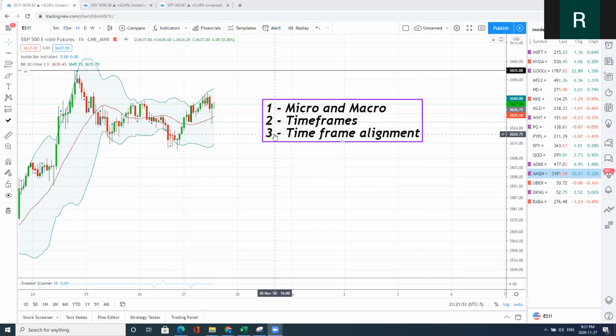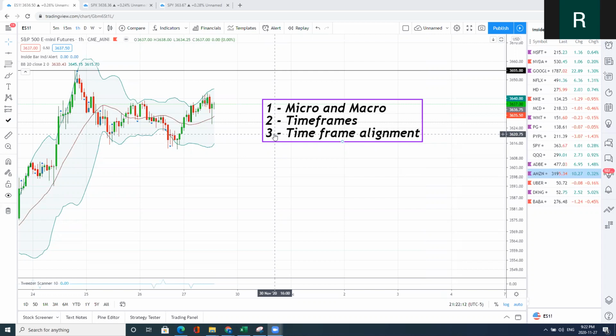And today we're going to get into the micro and macro look at Fibonacci's, looking at Fibonacci's on all different time frames, as well as how to implement time frame alignment with Fibonacci's. Okay, so to get started, the main point of this video is that Fibonacci's occur on all time frames.